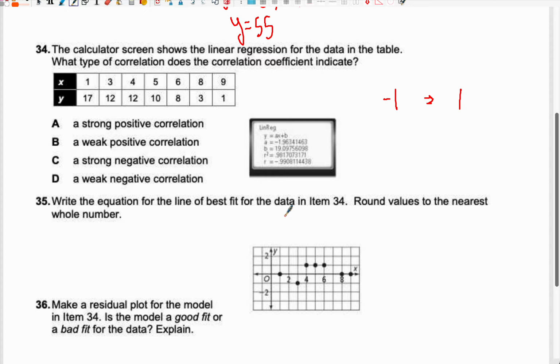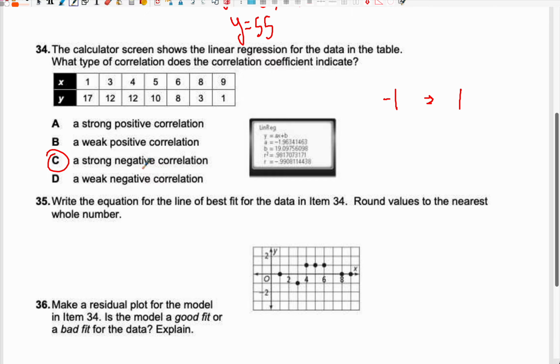Okay, so we look at the R value. The R value is -0.99. So that's really, really close to -1. So that's a strong negative correlation. It's strong because it's really close to -1, and it's negative because it's negative.